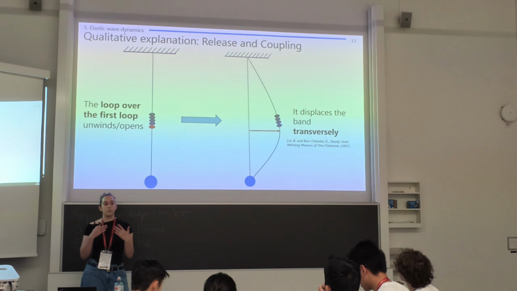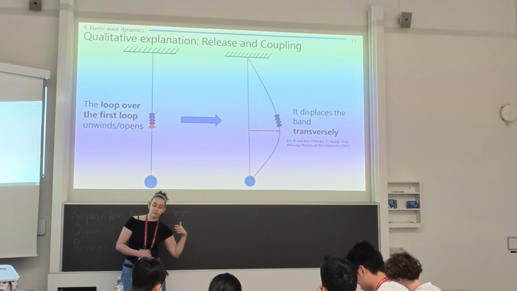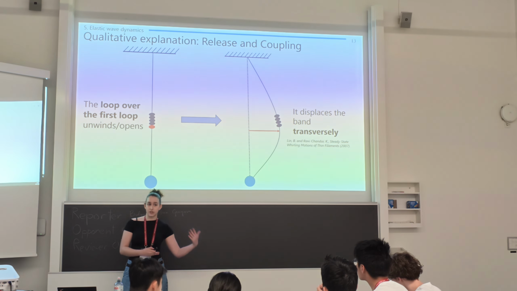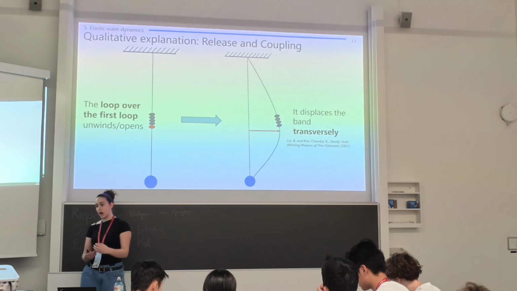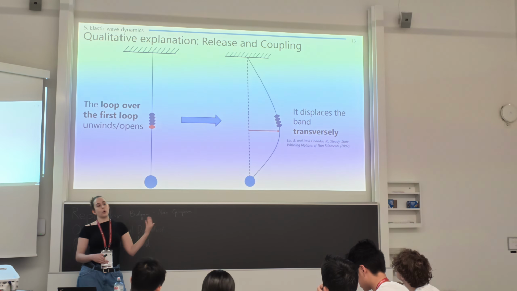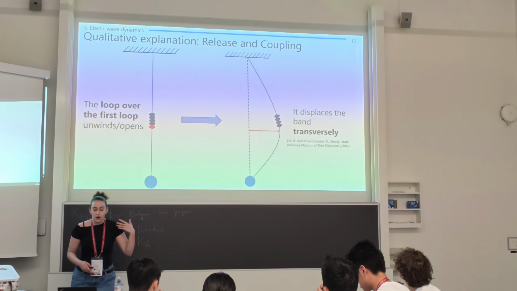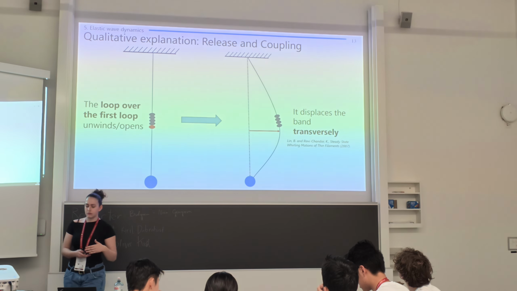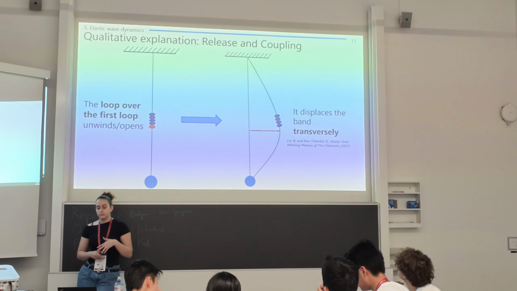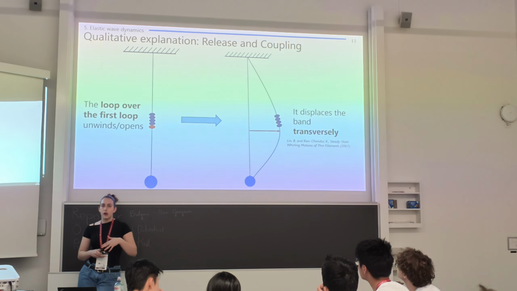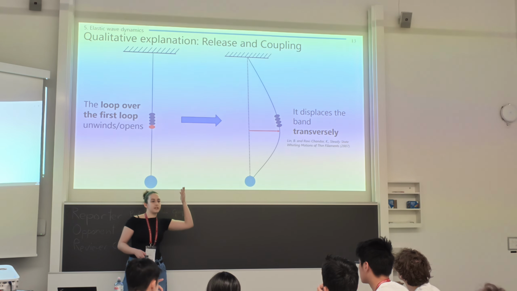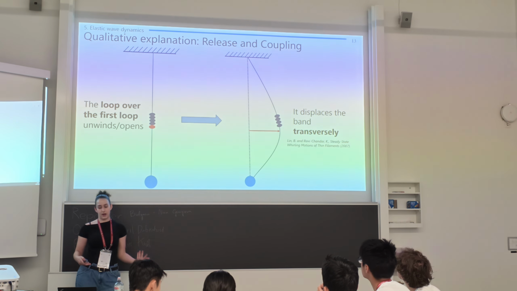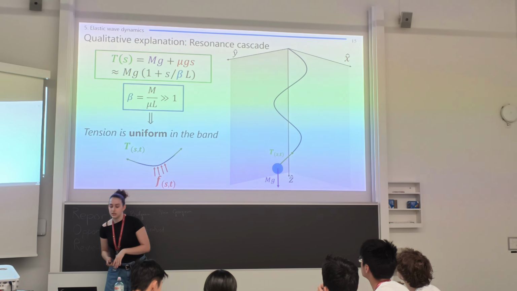After this, the loop unwinds and kicks the band itself inversely, which creates the start. After the start, it goes up, it is repelled, and by the support it is reflected back, which creates a standing wave.